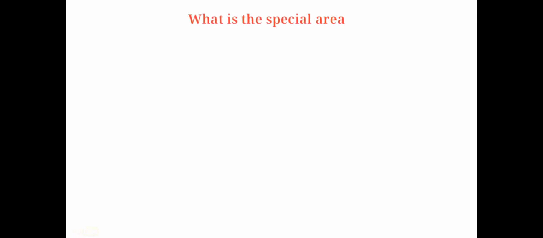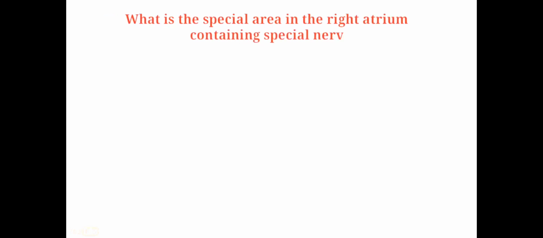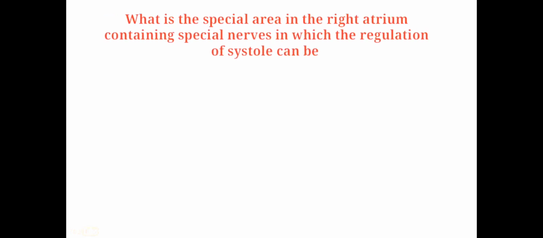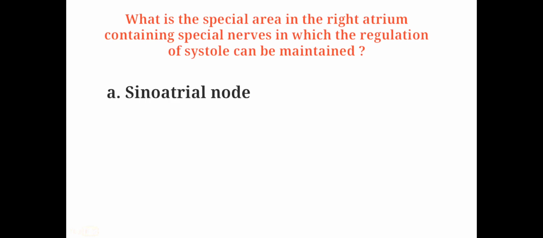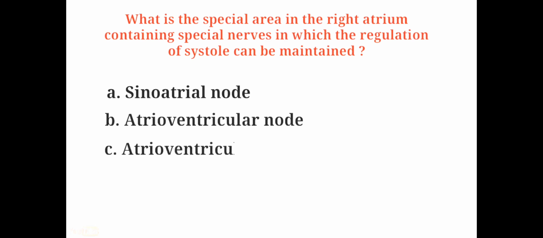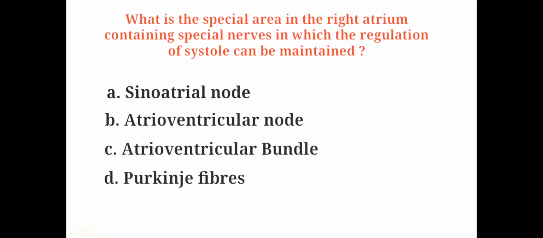What is the special area in the right atrium containing special nerves in which the regulation of systole can be maintained? A. Sinoatrial node, B. Atrioventricular node, C. Atrioventricular bundle, D. Purkinje fibers. And the answer is A. Sinoatrial node.